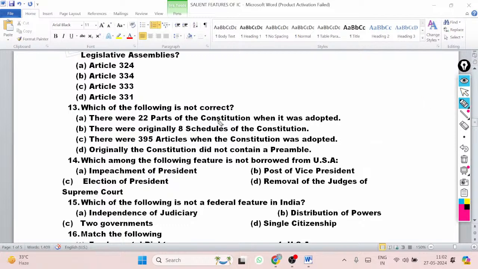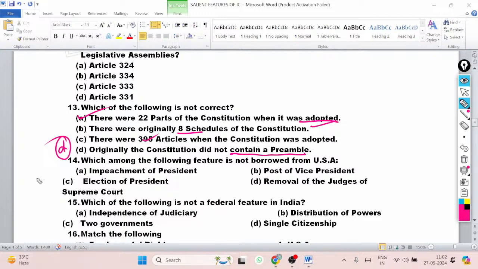There were 22 parts when it was adopted. Yes. There were originally 8 schedules. Yes. 395 articles when the constitution was adopted. Yes. Originally the constitution did not contain a preamble. That is a wrong statement. It had the preamble.